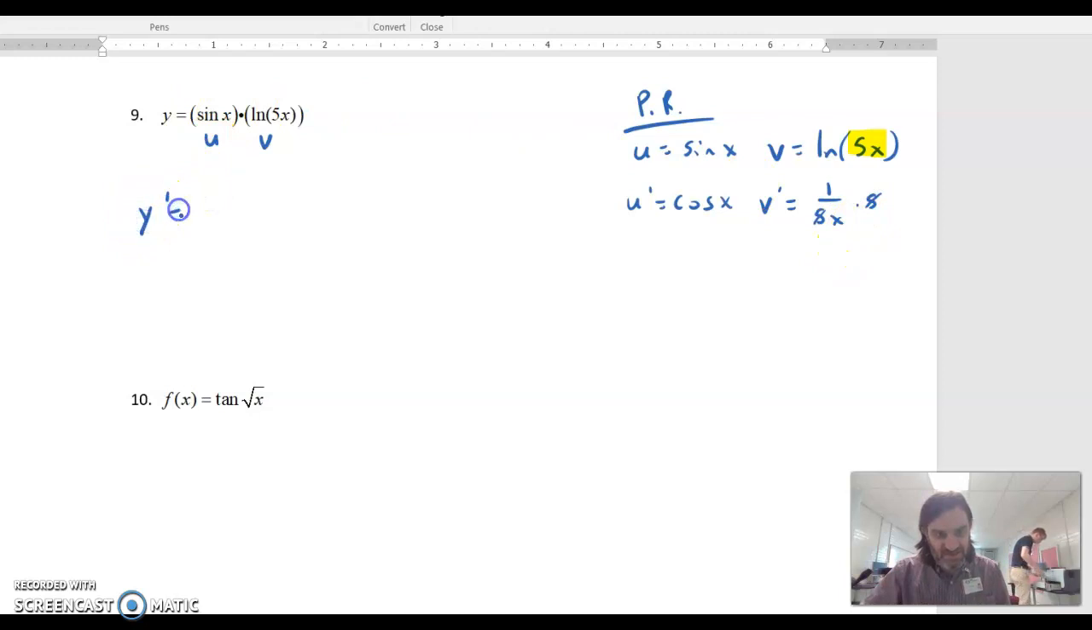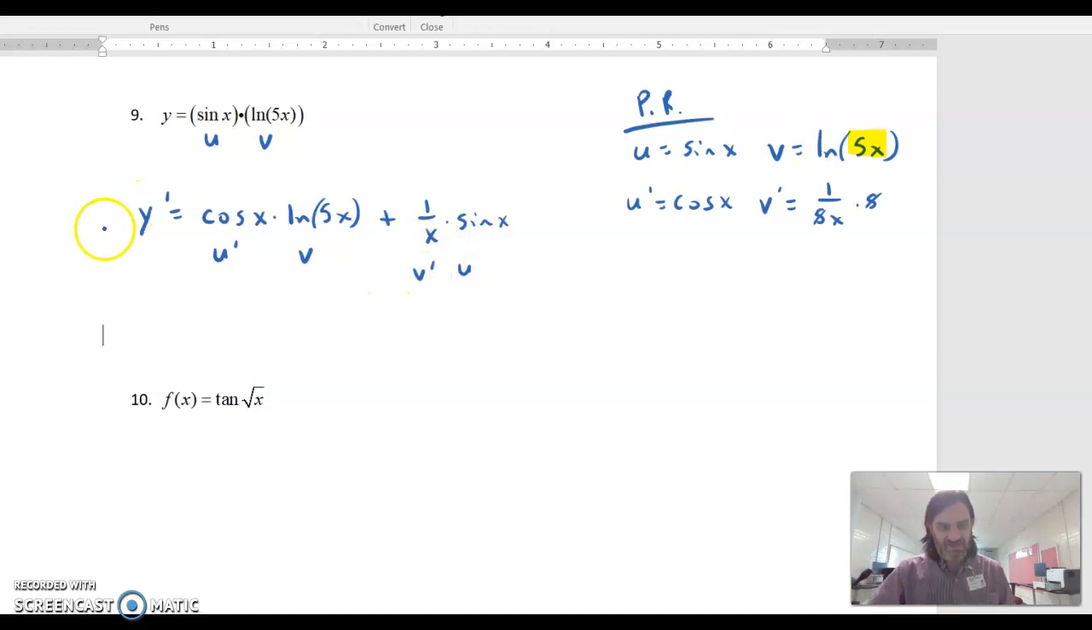So we'll have y prime equals, so we want v and u prime, so let's just say cosine of x times the natural log of 5x. Okay, we'll just write that under here, u prime, v, maybe not the same order we're accustomed to. And then it'll be plus u and v prime. So that'll be 1 over x times sine x, and I did that a little bit backwards than usual, but it's fine.